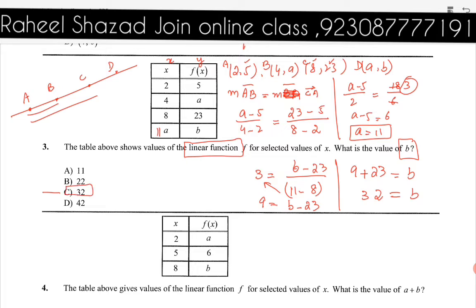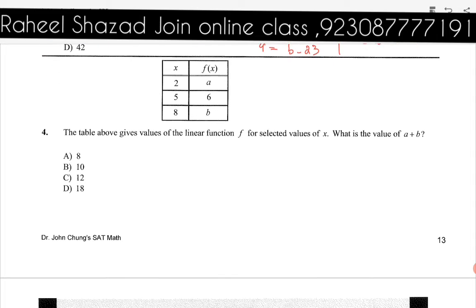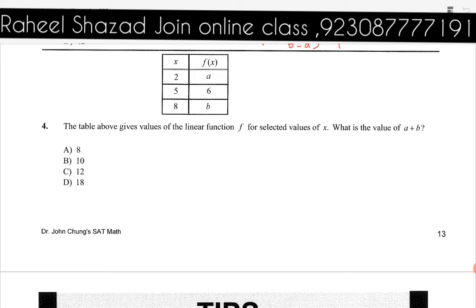So we just used the concept of collinear points: if it is a linear function, it's going to be on a straight line, right? If these points lie on one straight line, that means the gradient of AB is equal to the gradient of BC, equal to the gradient of AD, equal to the gradient of BD, and so on. Same concept, same question we have for the next part.